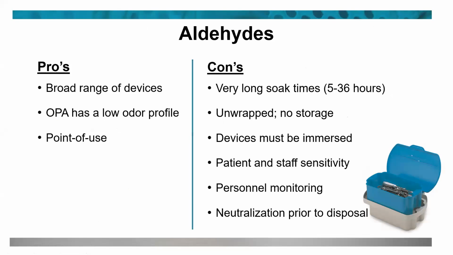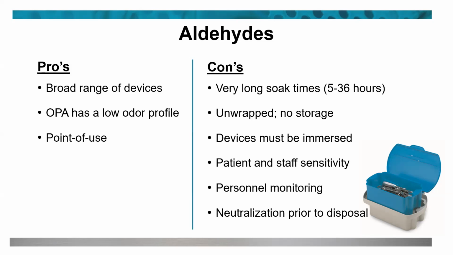So what are the pros and cons? The pros on these: we know that they can be used on a broad base of submergible devices, so it has a broad range. The OPA does have a lower odor profile compared to the glutaraldehyde. And also, at the point of use, it provides a good way for satellite reprocessing areas to use these, which would be like your ER or maybe your clinics.